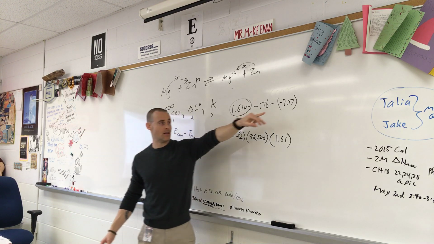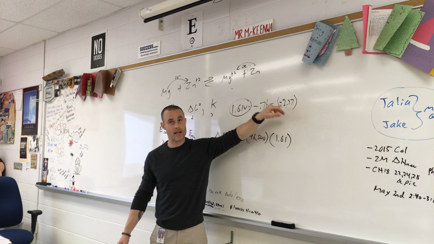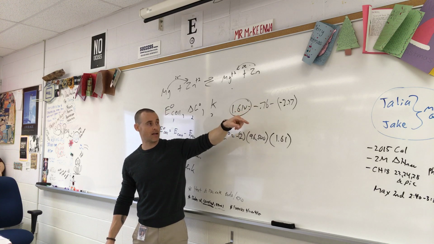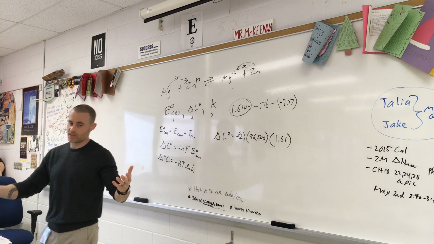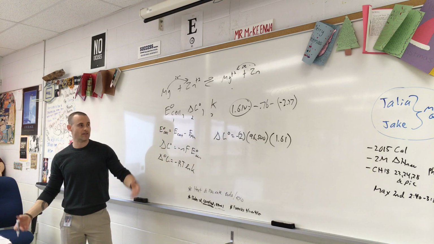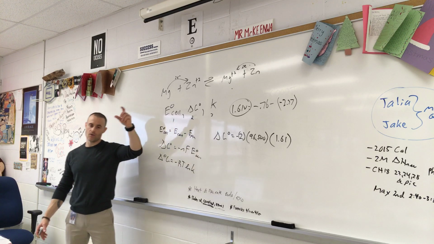This is always going to be a larger negative number. Anodes are always a larger negative number. Cathodes are smaller negative numbers. That used to be a trick when they gave you the reduction potentials. They don't give it to you anymore. So I still talk about it, but it's not really relevant. Not really. It will be if they give you a whole list.